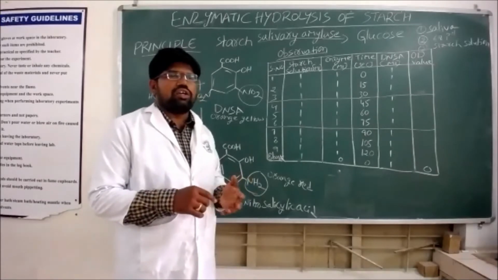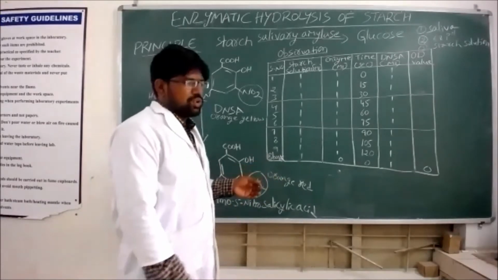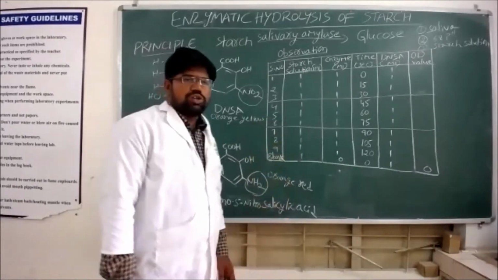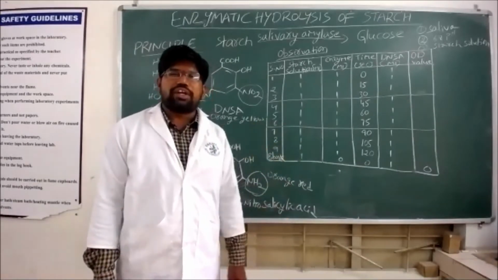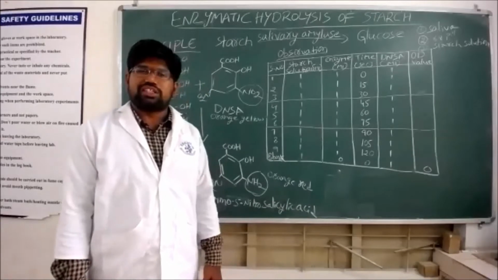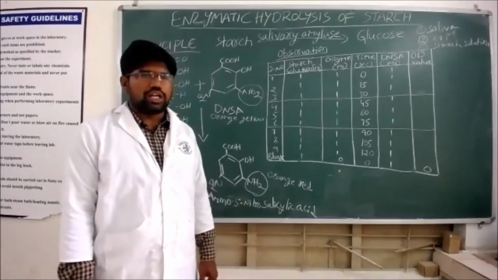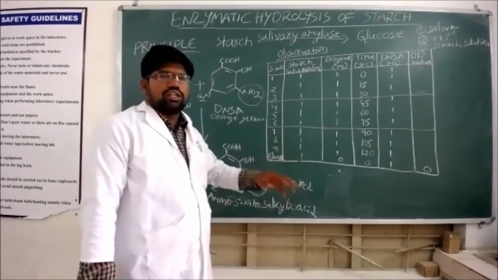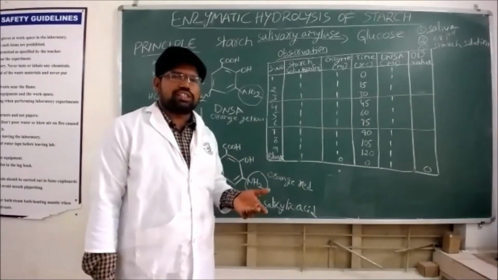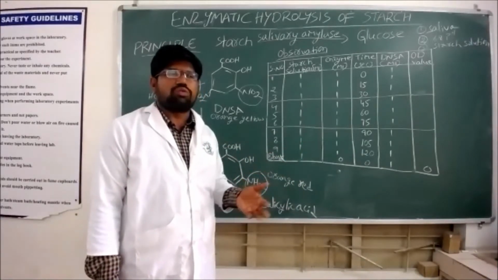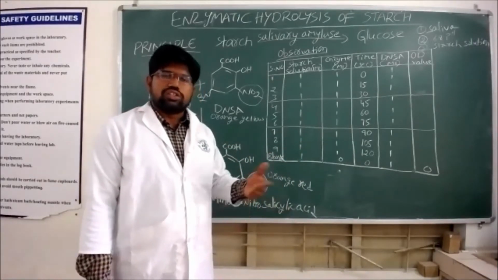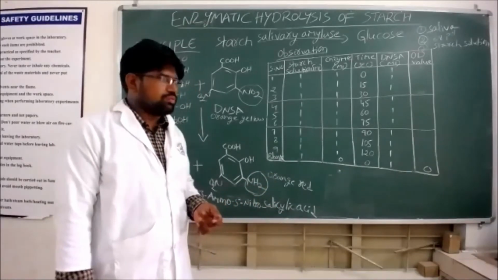So automatically we'll get the 1% starch solution. Second, the enzyme solution: we take 1 ml of the saliva and dilute it to 10 ml with distilled water, so a 1:10 dilution. Or we can take 1 gram of salivary amylase, alpha amylase, and dissolve it in 100 ml of water. In that way also we'll get the enzyme solution.